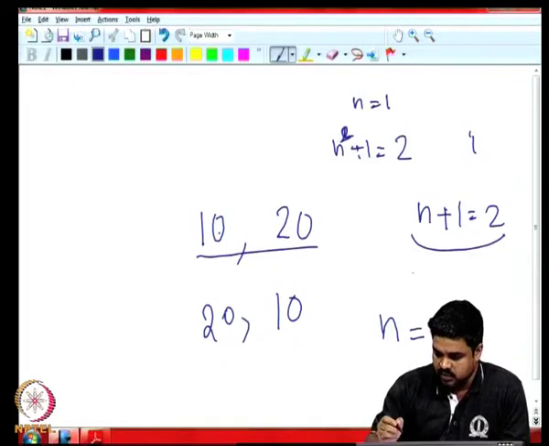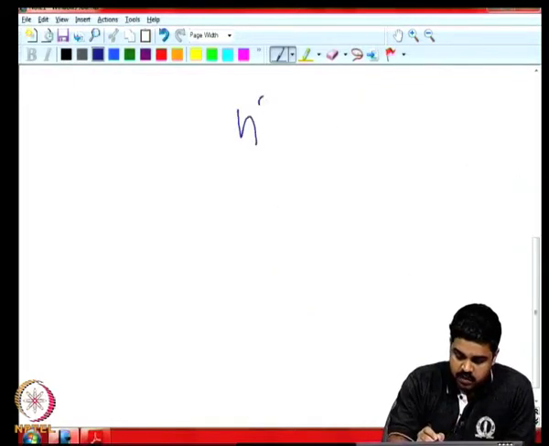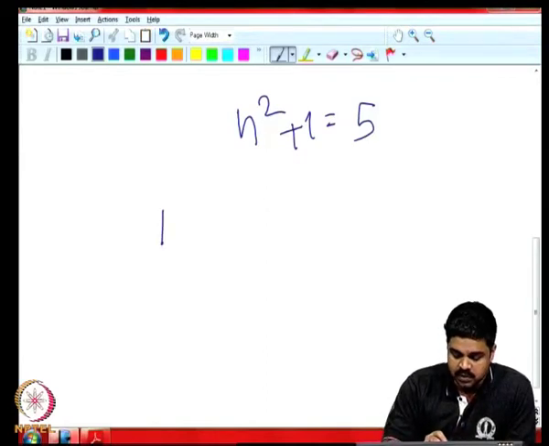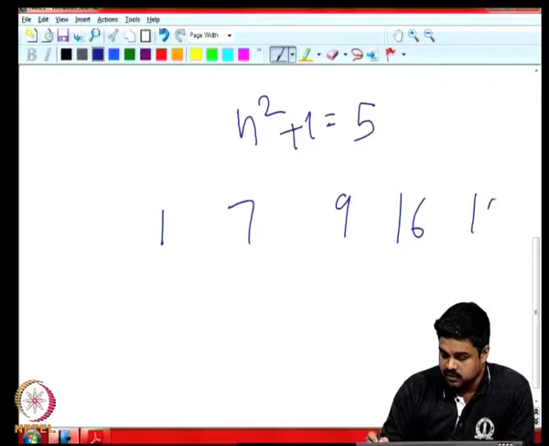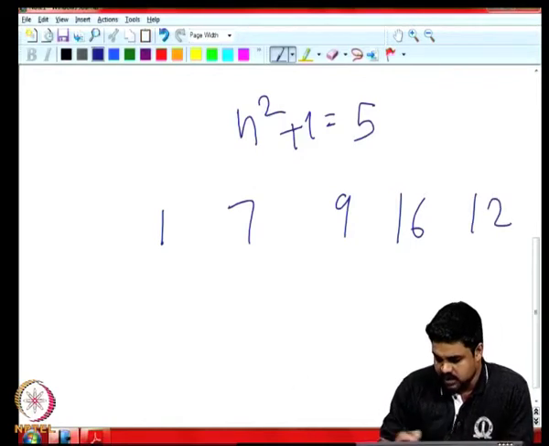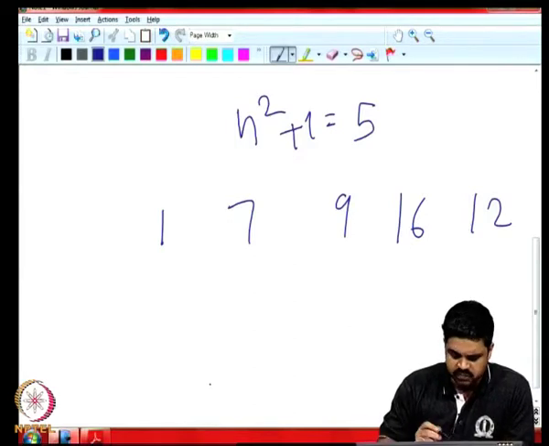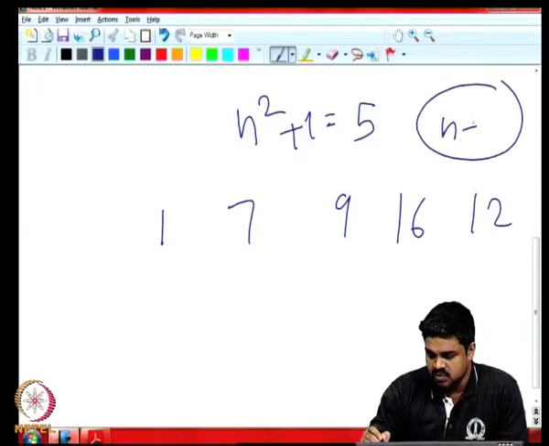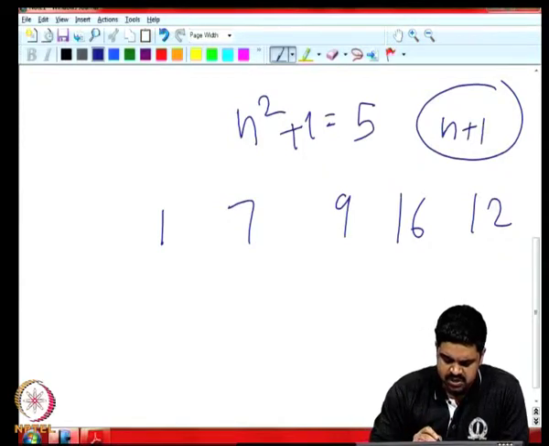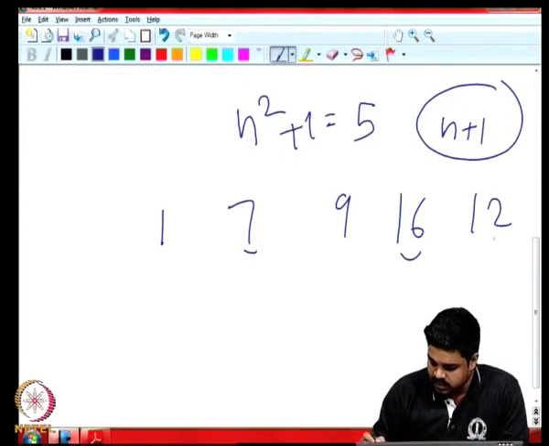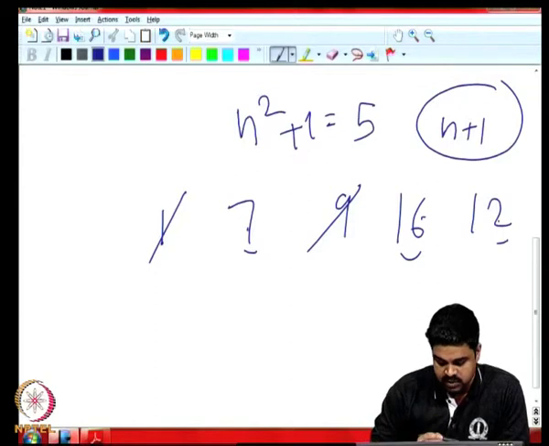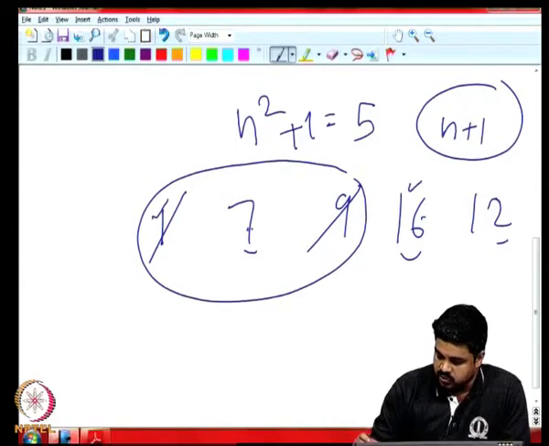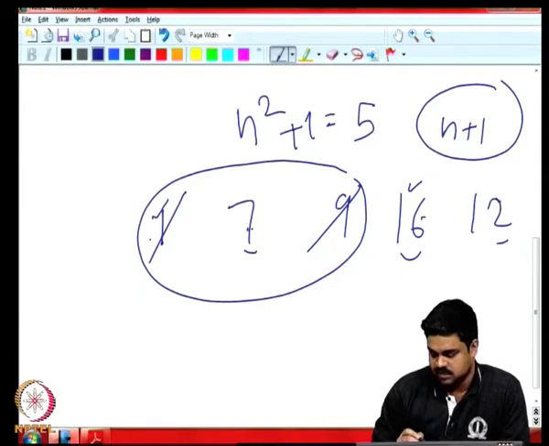So, let us take n equal to 2. That means n squared plus 1 equals 5. You can take any 5 numbers, say for instance 1, 7, 9, 16, 12. You can order them in any way. This I have put in increasing order. The claim says there is either a subsequence of length n plus 1 which is increasing. Subsequence means, for instance, 7, 16, 12 is a subsequence, or 1, 7, 9, or 1, 16, 12, or even 1 itself.